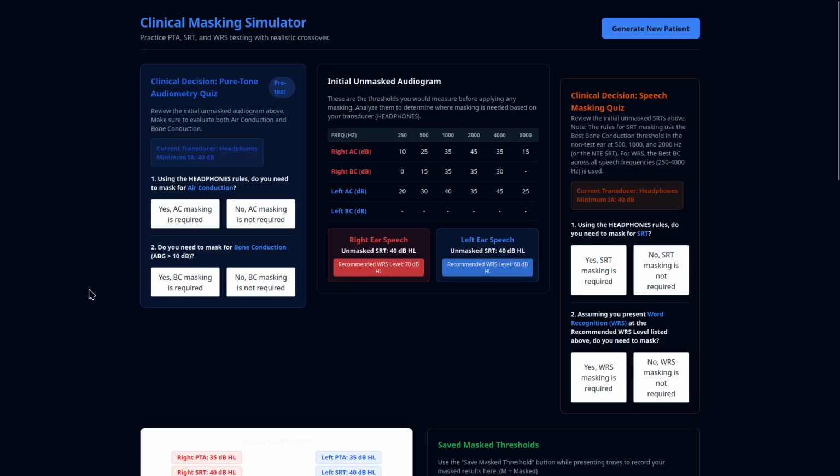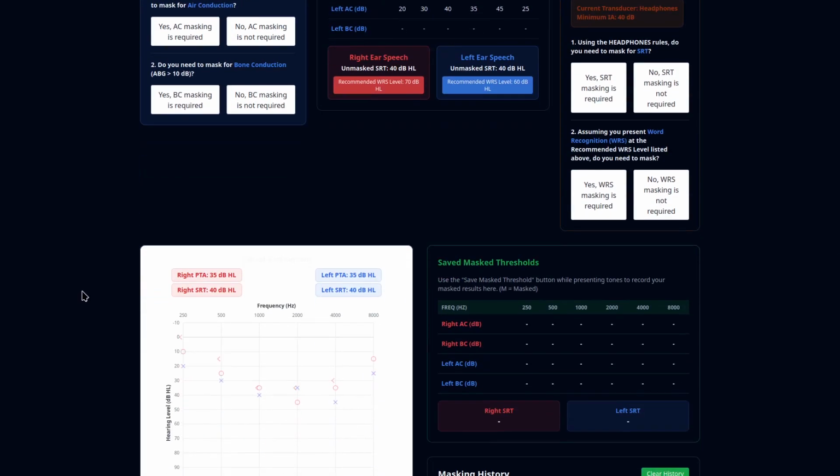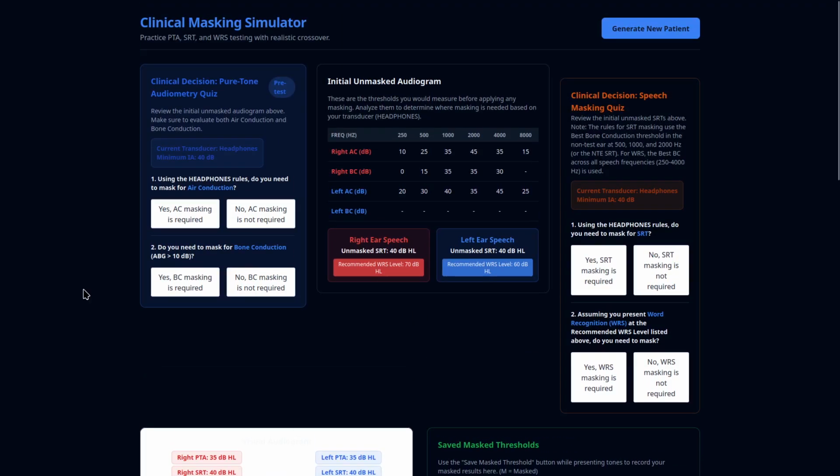And the other thing you'll notice is that we only have unmasked bone conduction for one ear instead of two, because that's a little bit more realistic in everyday life. And so I think this will be a little bit more helpful for practice. So let's start with the quiz.